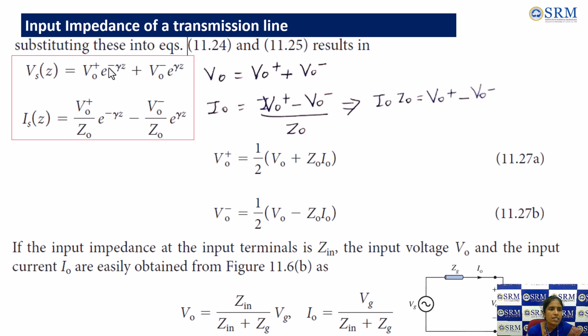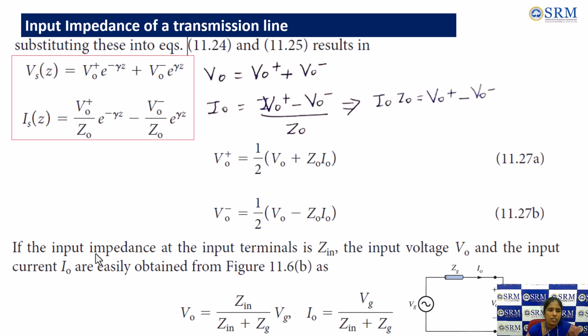If we apply Z equal to 0, the voltage V0 is equal to V0 plus plus V0 minus, since e power minus 0 and e power plus 0 are 1. Similarly, for the current, I0 is equal to V0 plus minus V0 minus divided by Z0. After rearranging, I get this term. In order to find V0 plus and V0 minus, we have to add these two equations as well as subtract them. Adding these two, we get 2 V0 plus equal to V0 plus Z0 I0. So to find V0 plus, we just divide by 2. Similarly for V0 minus, we get the same expression with a negative sign in between, because we are subtracting the terms.